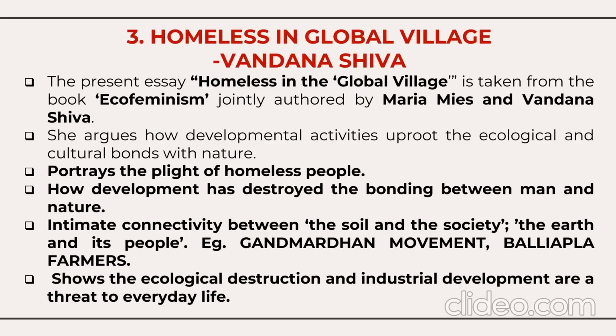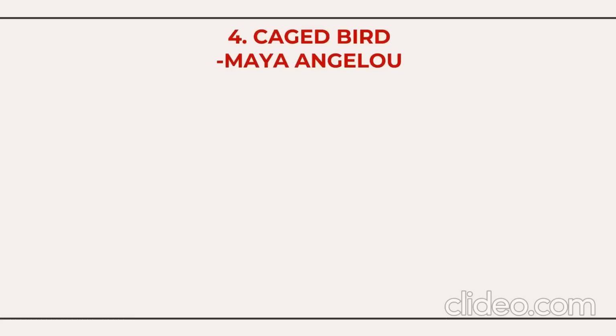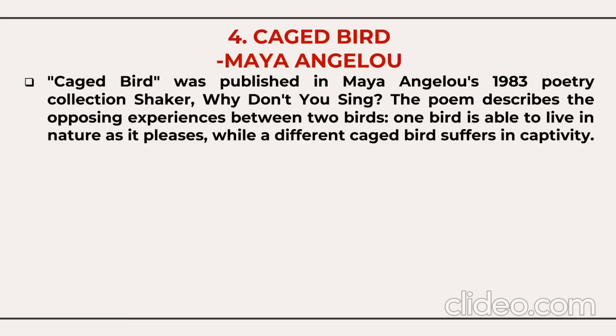You'll be able to understand the complete summary or the complete essence of this essay by Vandana Shiva. Fourth one we have here, Caged Bird, a poem by Maya Angelou. Caged Bird was published in Maya Angelou's 1983 poetry collection, Shaker, Why Don't You Sing? The poem describes the opposing experiences between two birds.